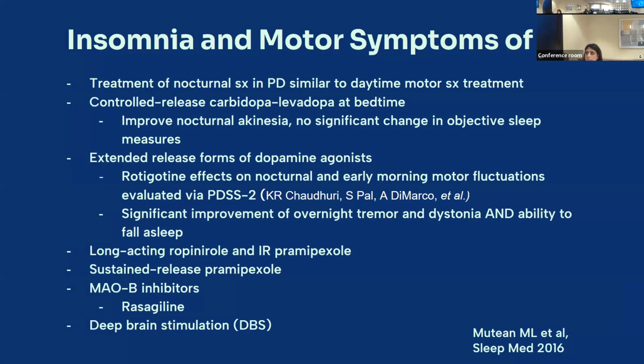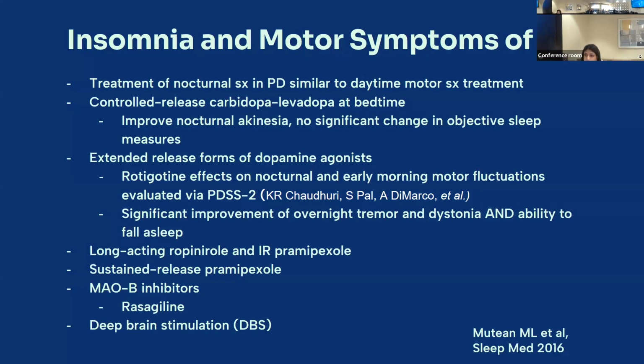So treatment of the nocturnal symptoms is similar to daytime motor symptom treatment. You can use controlled release carbidopa-levodopa at bedtime to improve nocturnal akinesia. No significant change in objective sleep measures is what I found. Extended release forms of dopamine agonists: rotigotine effects on nocturnal and early morning motor fluctuations were evaluated via PDSS-2, showed significant improvement of overnight tremor and dystonia and the ability to fall asleep.